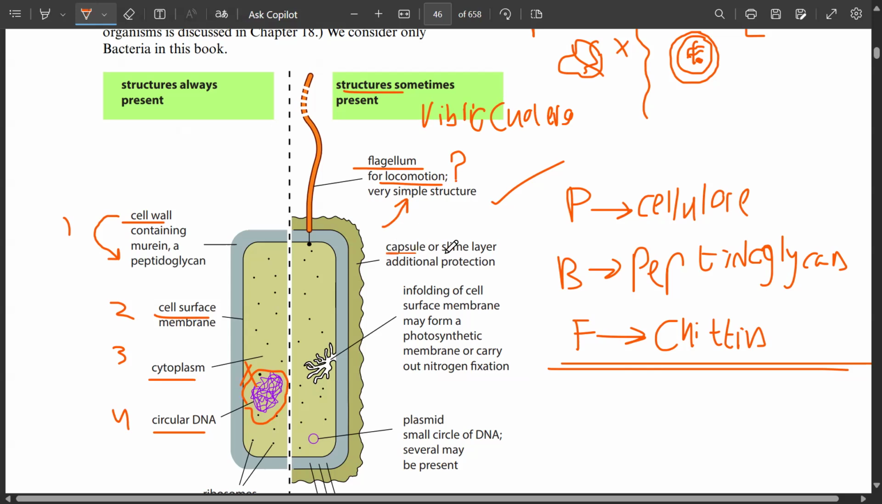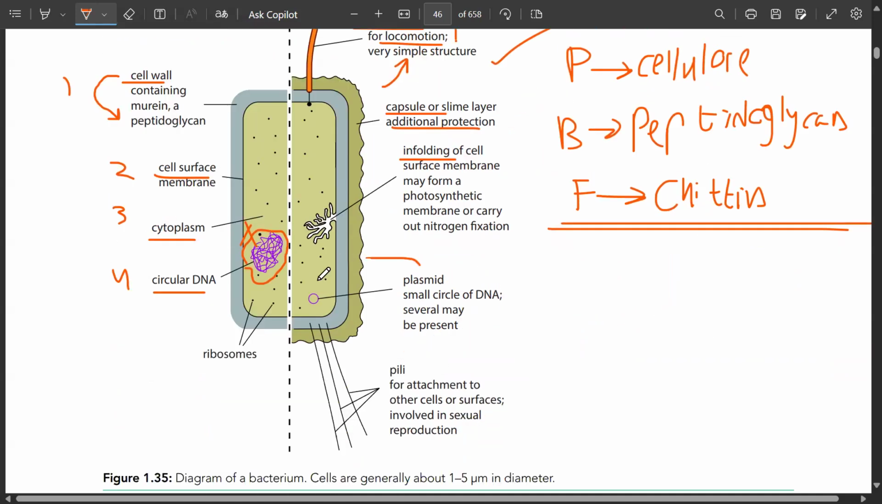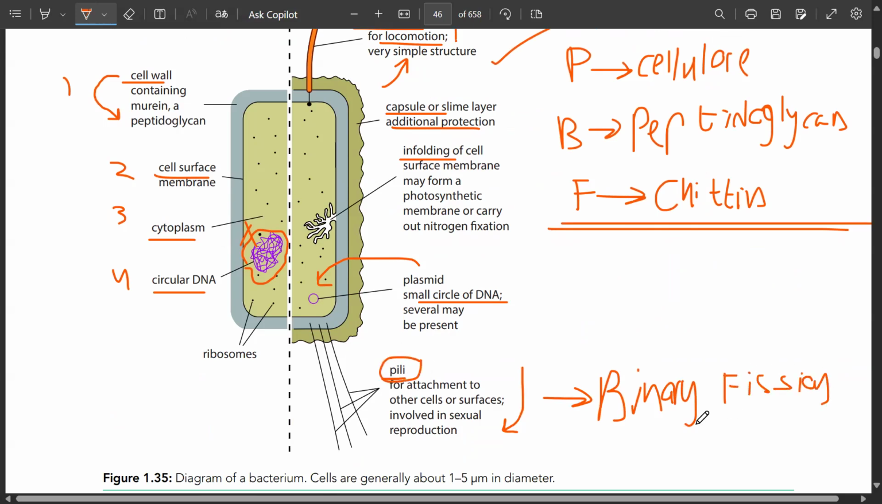Some bacteria also have a capsule or a slime layer, which is an additional protection. Then some bacteria also have infolding cell membranes, and some bacteria also have a plasmid. Plasmid is also a small circle of DNA where many important characteristics of the bacteria may be present. Then we have pili, which are involved in sexual reproduction and binary fission. Binary fission is to be studied in A2 level. These pili play a very important role because this is how bacteria reproduce and increase in numbers. Is the structure clear?